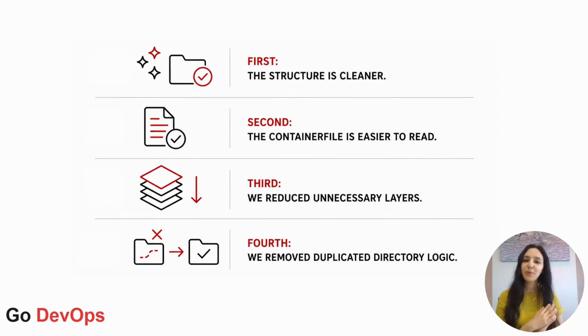So let's summarize what we improved. First, the structure is cleaner. Second, the container file is easier to read. Third, we reduced unnecessary layers. And fourth, we removed duplicated directory logic.